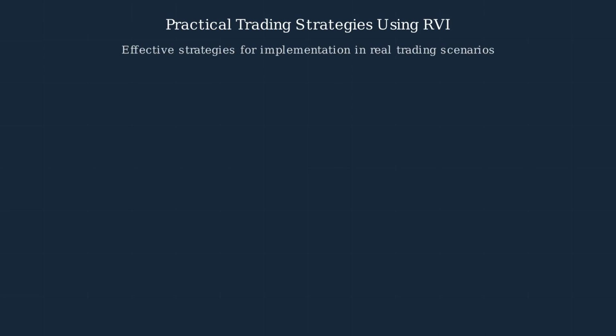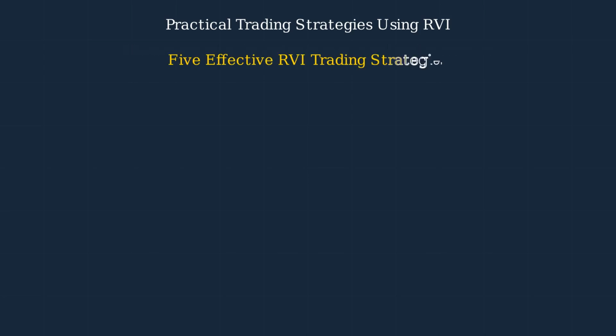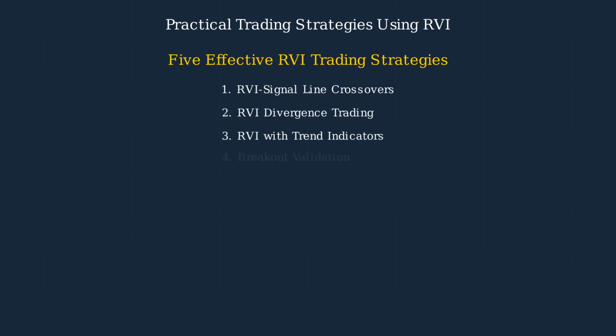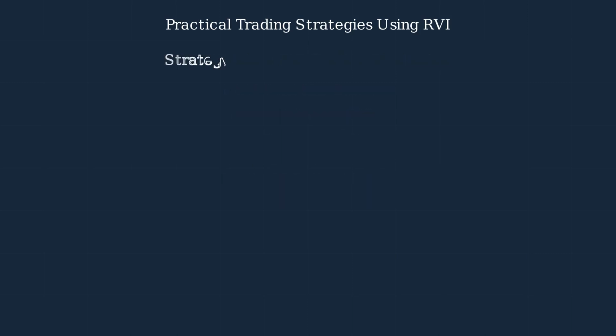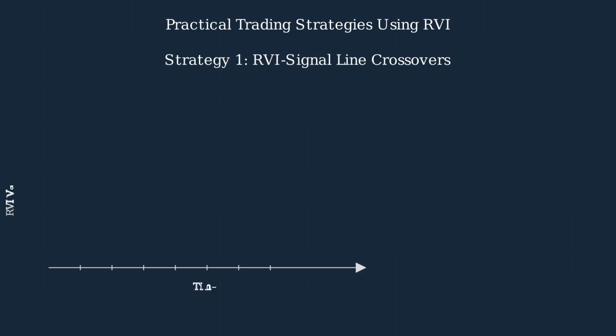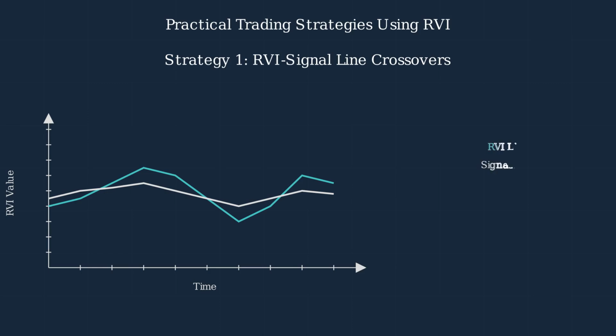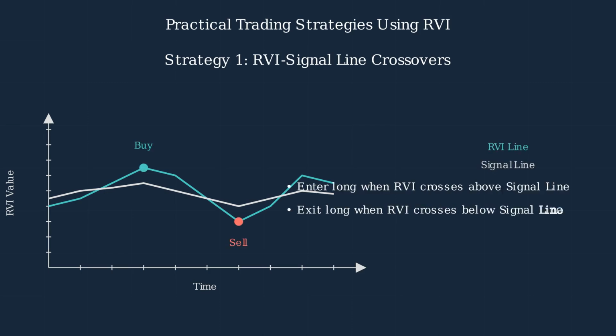Let's explore practical trading strategies using the Relative Volatility Index. There are 5 effective strategies for trading with the Relative Volatility Index. We'll explore each one in detail. The first strategy uses RVI and signal line crossovers to identify entry and exit points. When the RVI line crosses above the signal line, it generates a buy signal. Conversely, when the RVI crosses below the signal line, it suggests a selling opportunity.